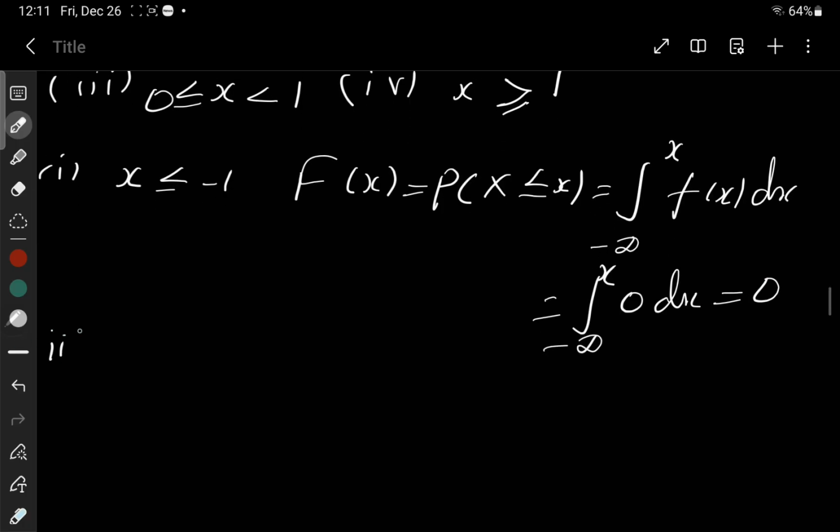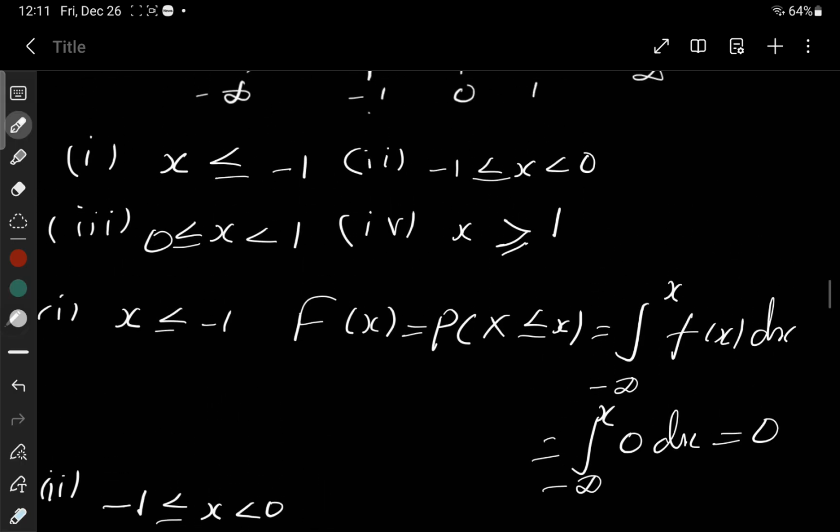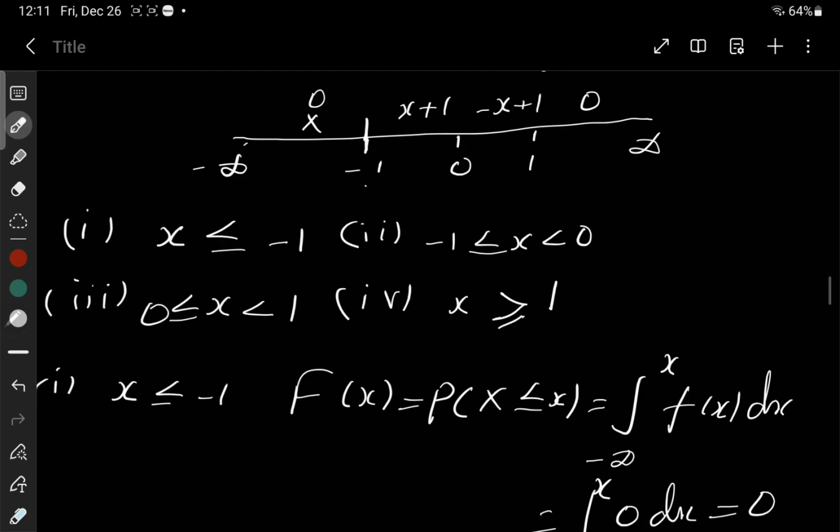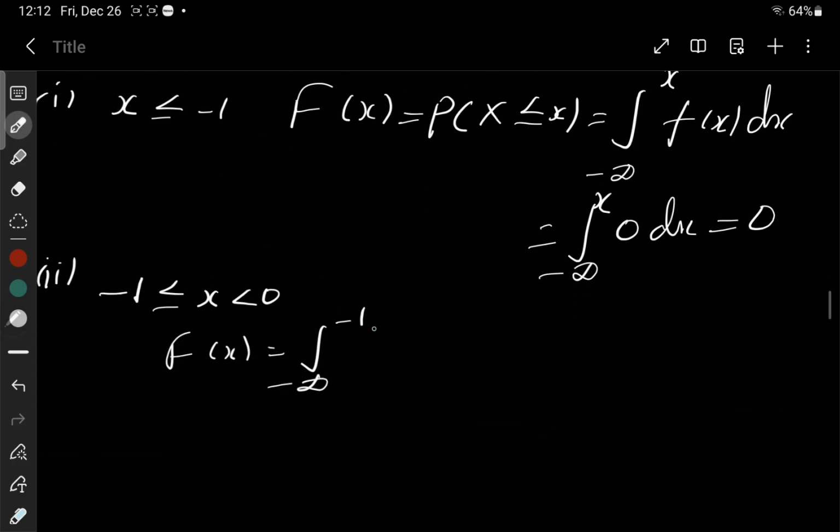Second case, minus 1 to 0. So F of x is the integral from minus infinity, the lower limit, but you have here minus 1. You start from minus infinity. So minus infinity to minus 1 of f of x dx plus minus 1 to x.